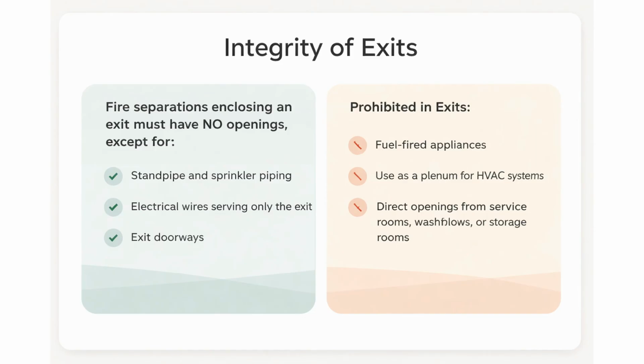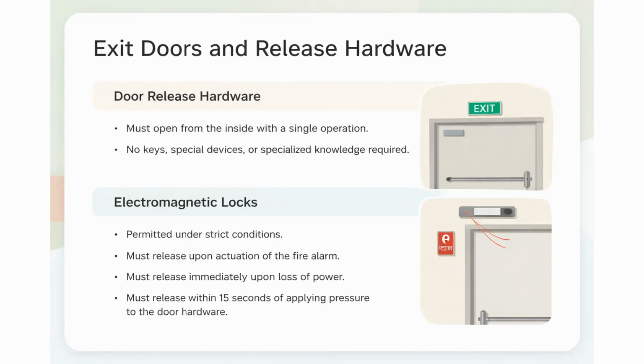Exit doors must be foolproof. The release hardware must allow the door to open from the inside with a single operation. No keys, no special tools, and no secret knowledge required. Electromagnetic locks are allowed, but they are heavily regulated. They must instantly release if the fire alarm goes off or if the building loses power. Additionally, applying pressure to the door hardware must initiate an irreversible process that unlocks the door within 15 seconds, ensuring nobody is ever locked inside during an emergency.